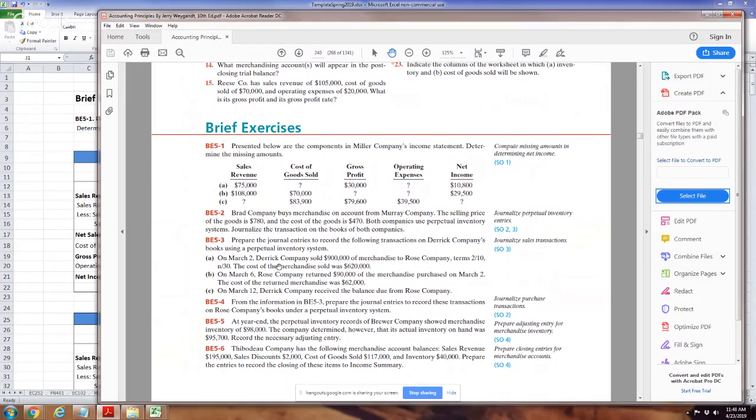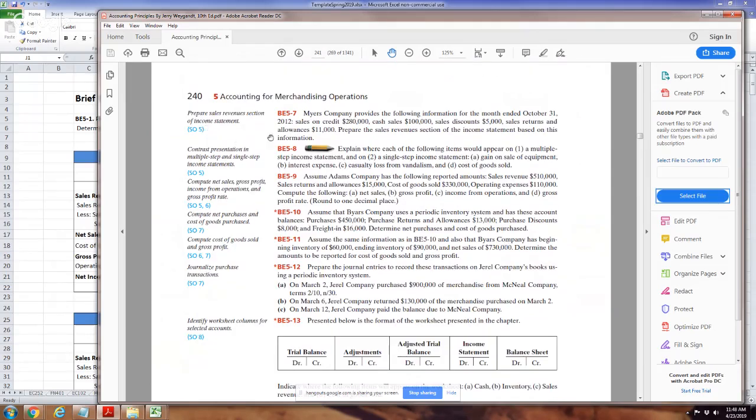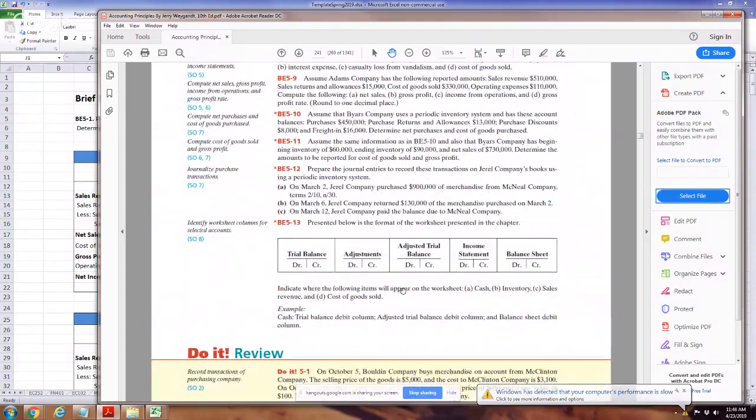I'm going to go over the objectives very quickly. I'm just going to run through these. Computing missing amounts and determining net income, journalizing perpetual inventory entries, journalizing the sales transactions, journalizing purchase transactions, prepare adjusting entries for merchandising inventory, prepare closing entries for merchandising accounts, prepare sales revenue section of income statement, contrast presentation of multi-step and single-step income statements, compute net sales, gross profit, income from operations and gross profit rate, and compute the net purchases and cost of goods purchased, compute the cost of goods sold and gross profit, journalize purchase transactions, identify worksheet columns for selected accounts.